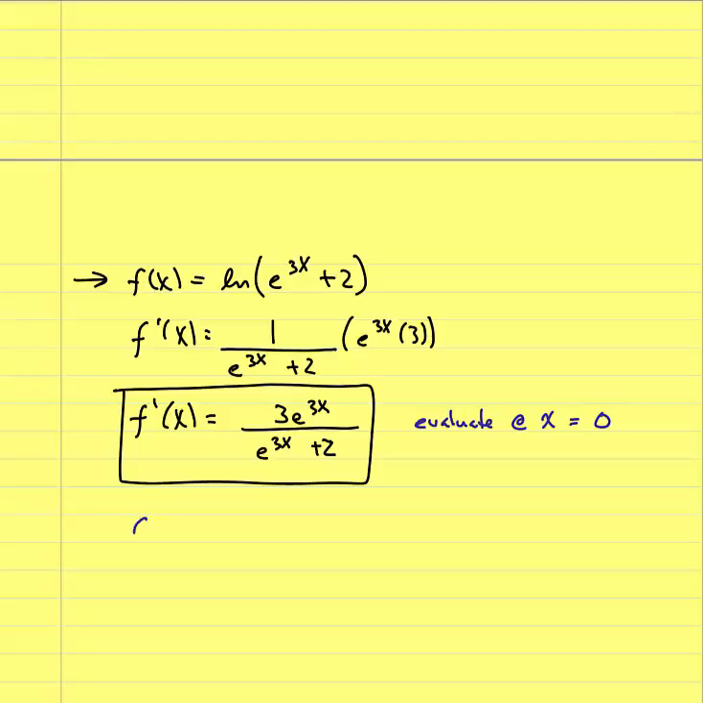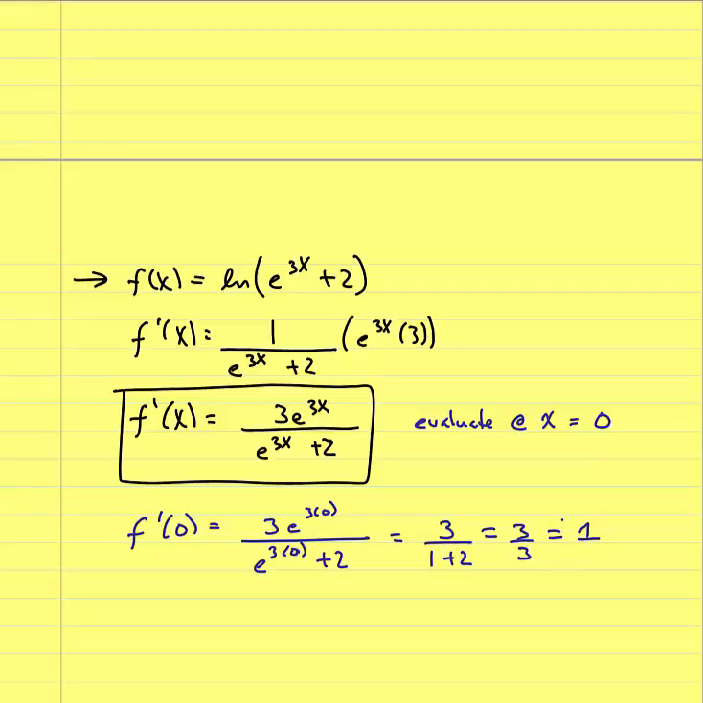So if we evaluated this at x equals 0, that would be f prime of 0, which is 3e to the 3 times 0 over e to the 3 times 0 plus 2. E to the 0 is 1. 1 times 3 is 3. 3 times 0 is 0. E to the 0 is 1. 1 plus 2 is 3. So 3 over 3 is 1. So this would be the slope of the tangent line when x is equal to 0.